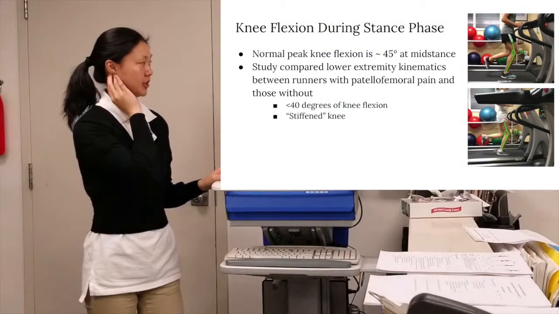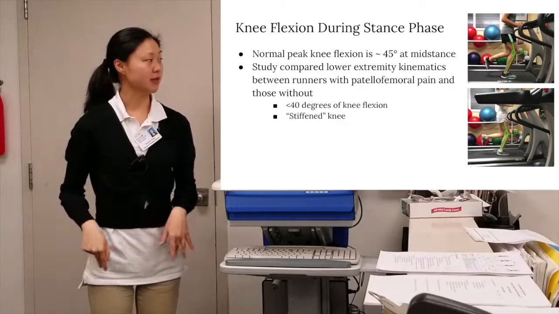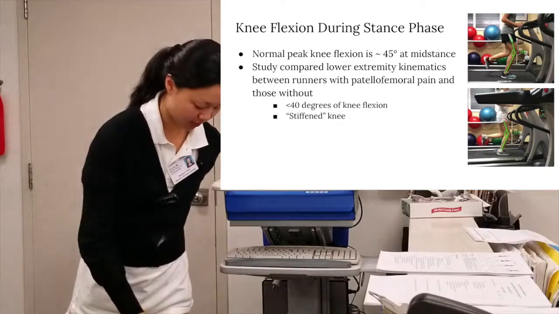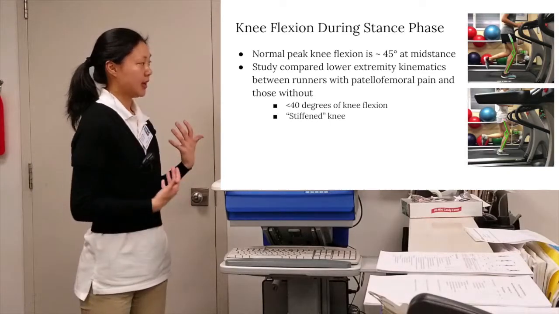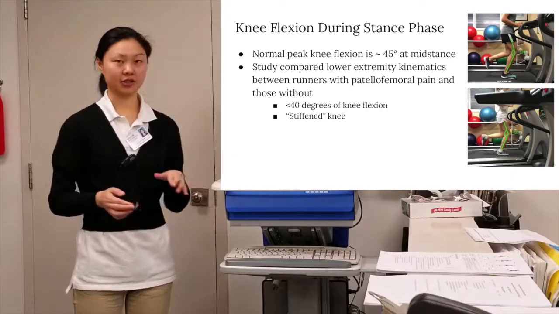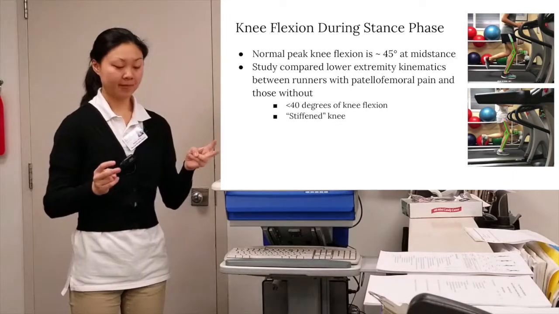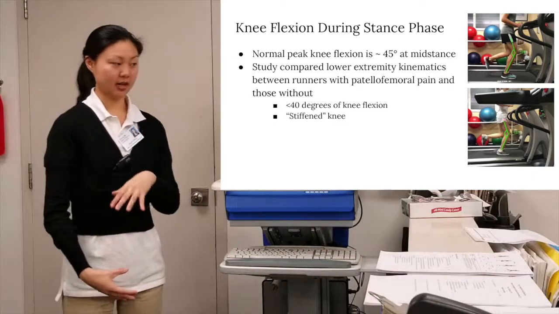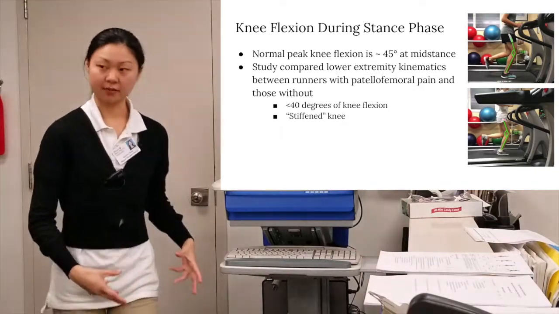How much knee flexion? So we went over foot strike, foot inclination angle. Now we're going up to the knee. During mid stance, you should have about 45 degrees of knee flexion. And that's important for shock absorption. And they found out that runners with patellofemoral pain actually had less knee flexion during mid stance. They had more of a stiffened knee. And you can just imagine when your knee is more bent, it's in an open pack position and able to absorb the shock better compared to when everything's just stiffened up.